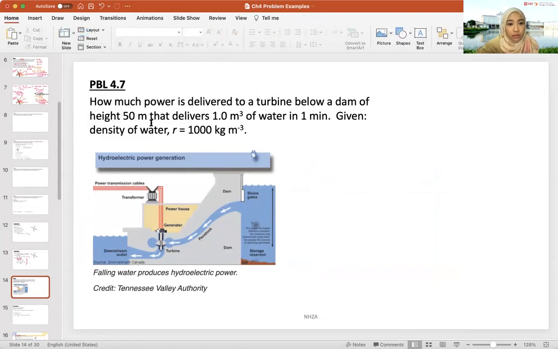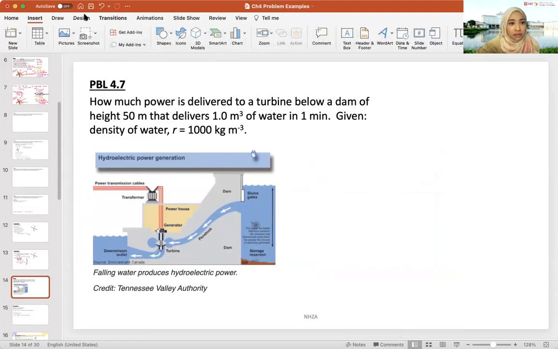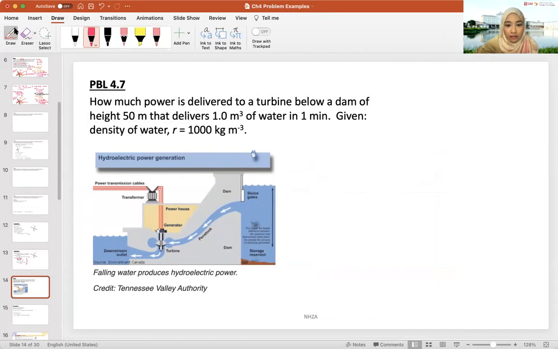Okay, so this is what it's trying to tell us. Draw. Okay, so it says how much power is delivered to a turbine below a dam of height 50 meter. So dia daripada sini, dia turun sampai ke turbine. So ada potential energy yang associated when we go to this turbine. When we go down, we are losing potential energy. Where does it go? It goes to the turbine.